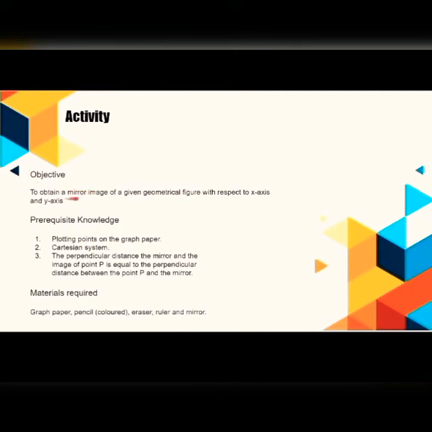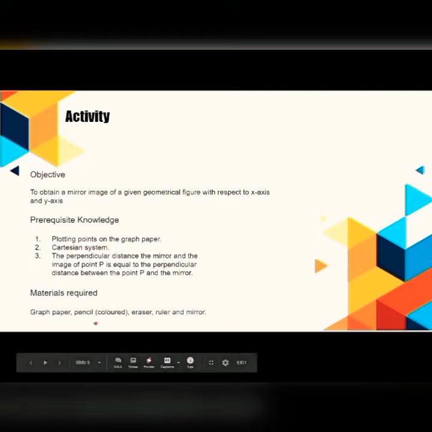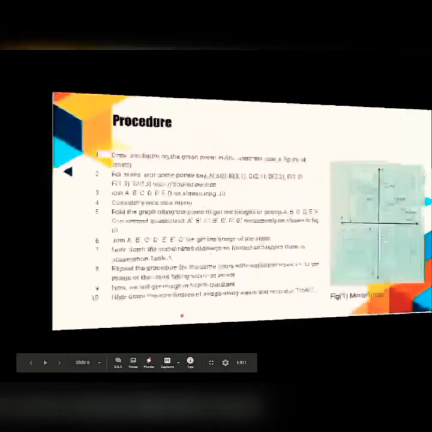Objective: to obtain a mirror image of a given geometrical figure with respect to the x-axis and y-axis. Prerequisite knowledge: first, plotting a point on graph paper. Second, the Cartesian system. The perpendicular distance of the image of point P from the mirror is equal to the perpendicular distance between the point P and the mirror. Materials required: graph paper, pencil, colored pencils, eraser, ruler, and mirror. So let's see the procedure of it.